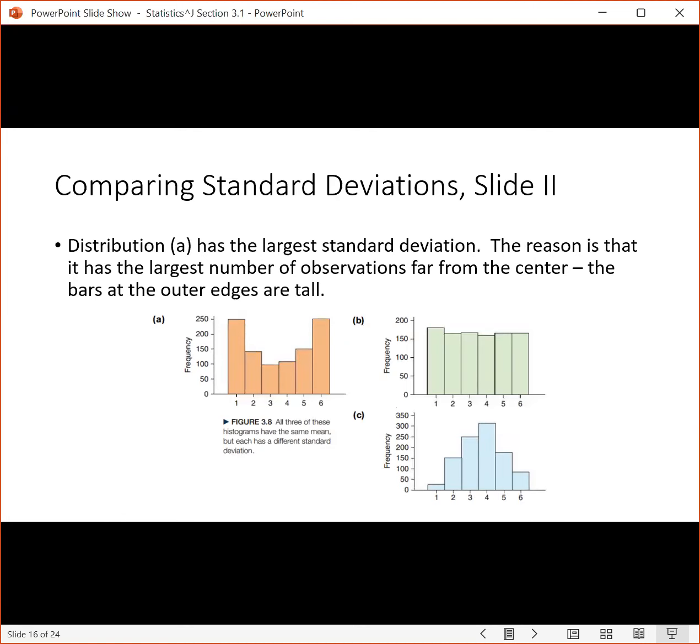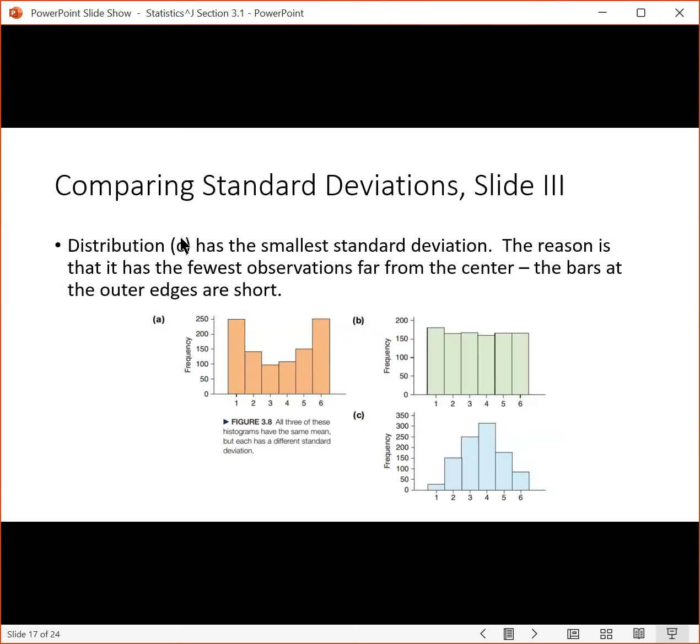All right, now you've had a chance to think about it. Let's go through and answer that. Distribution A has the largest standard deviation. The reason is that it has the largest number of observations far from the center. Here's our center, and we have a lot of observations way out at the far exterior of the distribution. A lot of observations far from the center gives you a large standard deviation. If the typical observation is close to the center, that's a small standard deviation. If the typical observation is far from the center, that is a large standard deviation. So that's the idea.